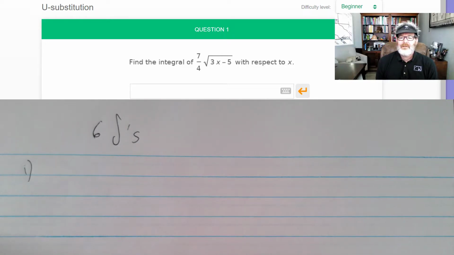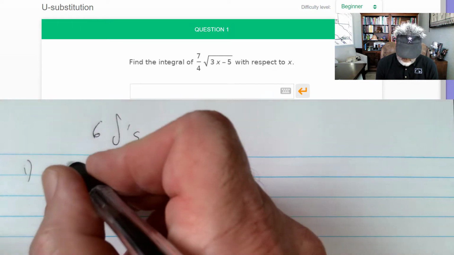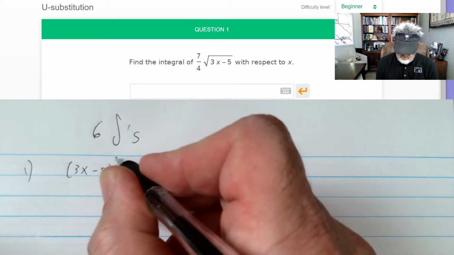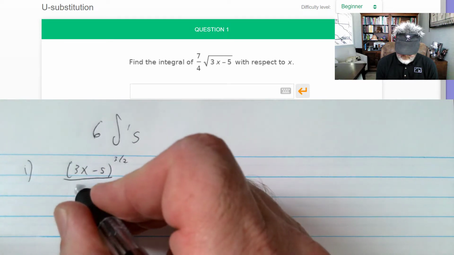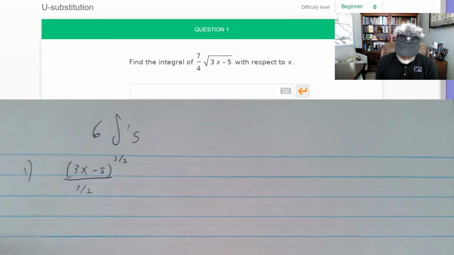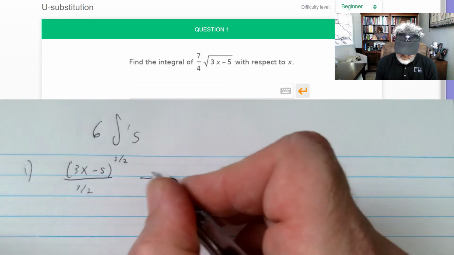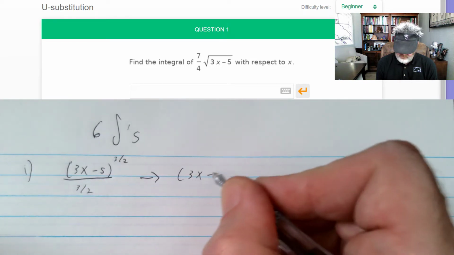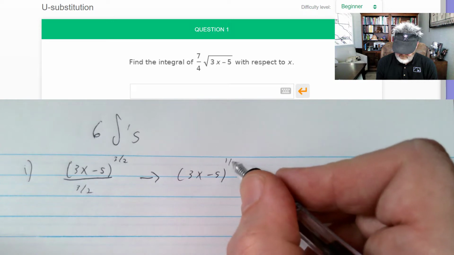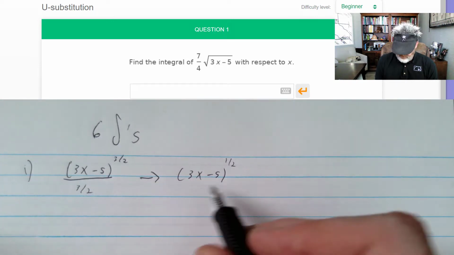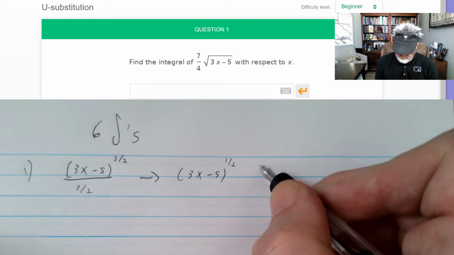So we've got 3x minus 5 to the 1/2. Well, the antiderivative would be 3x minus 5, add 1 to the power, divide by the new power. And then we're going to want to divide by that 3 too, but I'll leave it like this for now. If I were to take the derivative, the 3/2 would cancel. I would get 3x minus 5, subtract 1, to the 1/2, and then times the derivative of what's inside, so I would also get times 3.